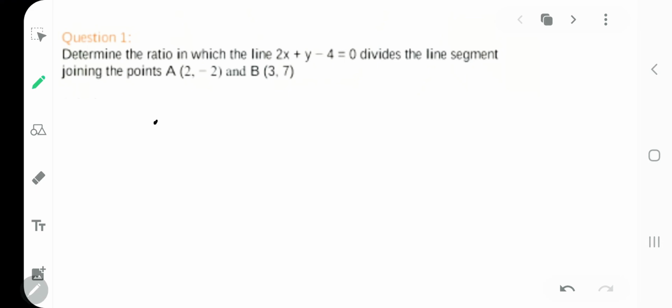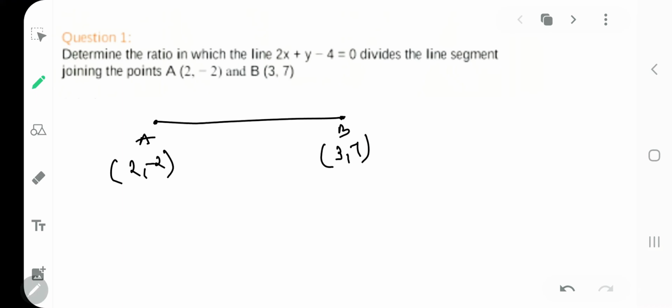That means if I join these 2 points, A and B, where A is (2, -2) and B is (3, 7), and the line has the equation 2x + y - 4 = 0, now you have to find the ratio.